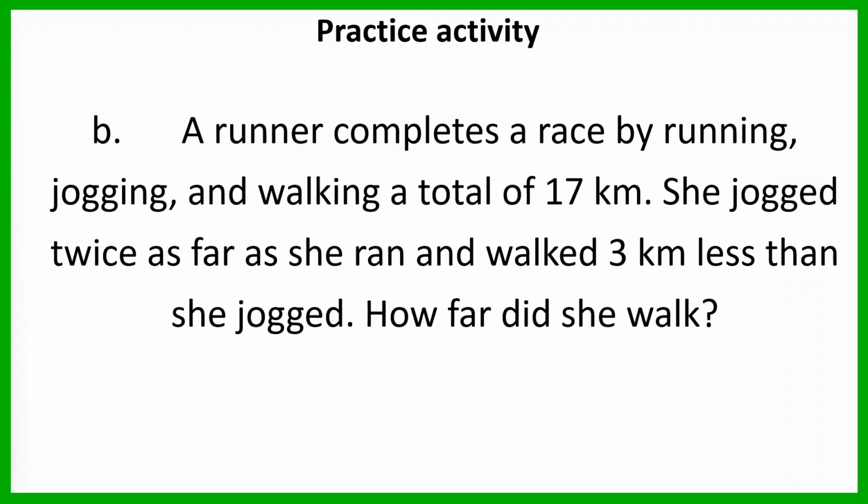Question B says, a runner completes a race by running, jogging, and walking a total of 17 kilometers. She jogged twice as far as she ran and walked 3 kilometers less than she jogged. How far did she walk? Okay, I'm going to give you 2 minutes to solve this problem.